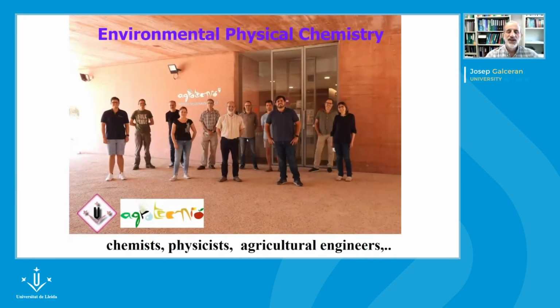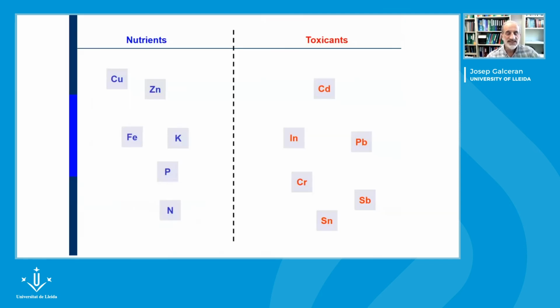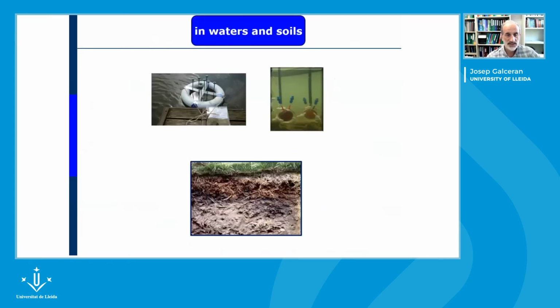Hello. The group of environmental physical chemistry gathers chemists, physicists, agricultural engineers, etc. And currently people come from Spain, Ecuador, Argentina, etc. We are interested in the distribution, transformations, and physiological effects of nutrients such as phosphorus and also toxicants. We want to understand the global cycling of these nutrients and toxicants in natural waters and soils.